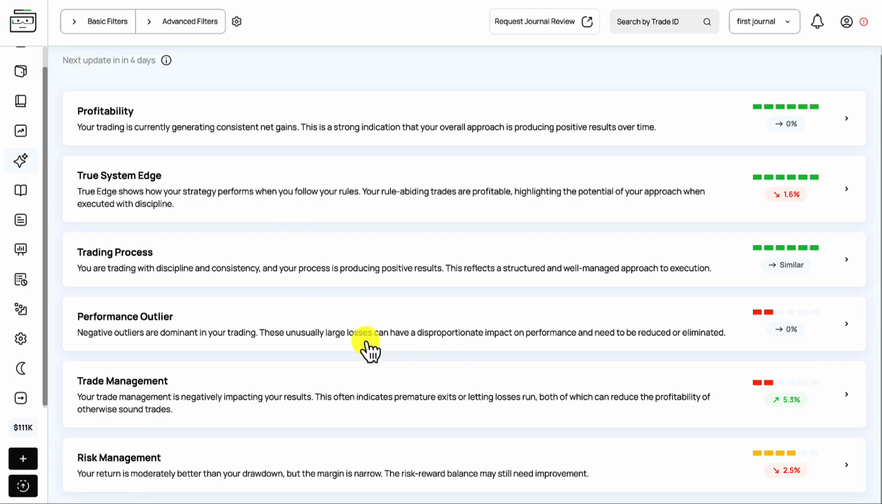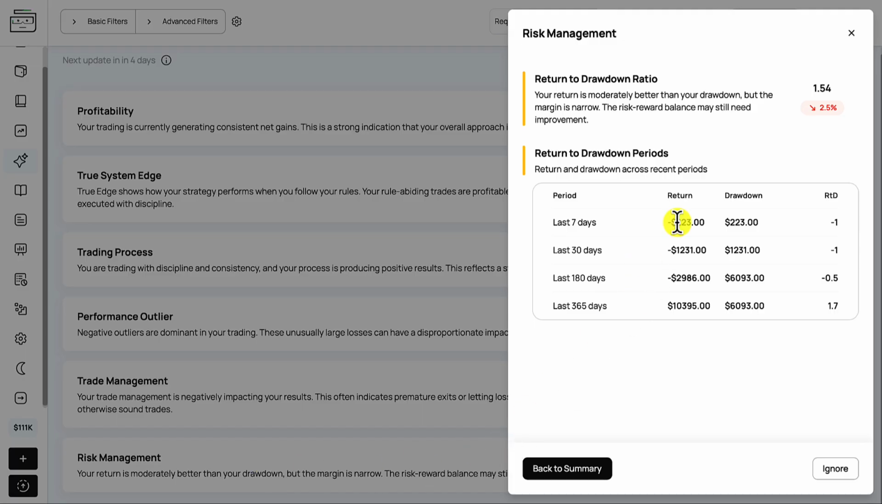We go back. We can also look into the risk management. This is an orange rating, and we can see the return to drawdown ratio is 1.54. The return to drawdown ratio is very important because it helps you understand the return that you're realizing, and it puts it into relation to the risk that you are taking with your strategy. So the higher the return to drawdown ratio, the better it is. And if you see that the return to drawdown ratio is declining, it means that your risk is increasing and the reward and the returns are becoming smaller.